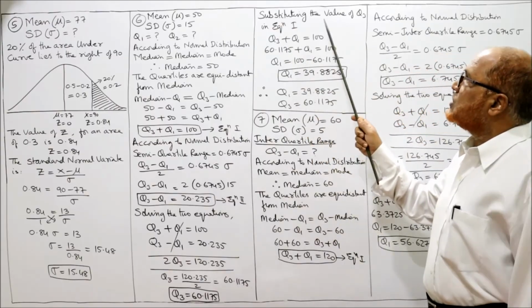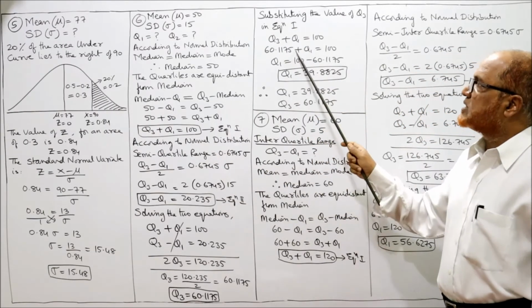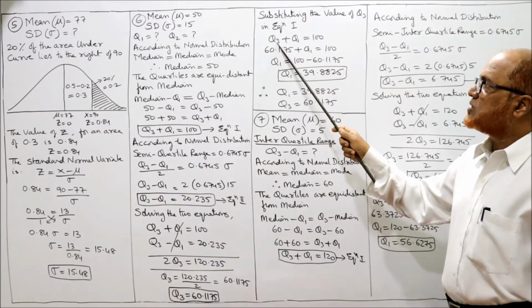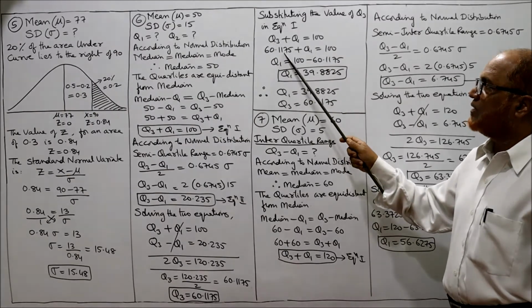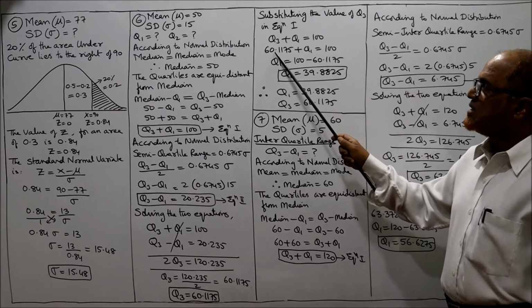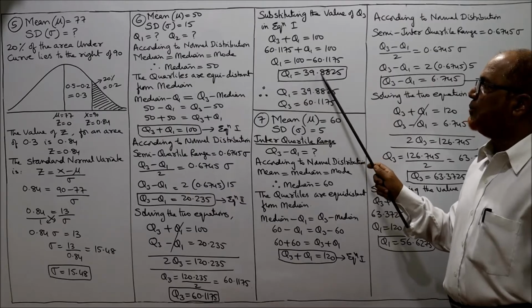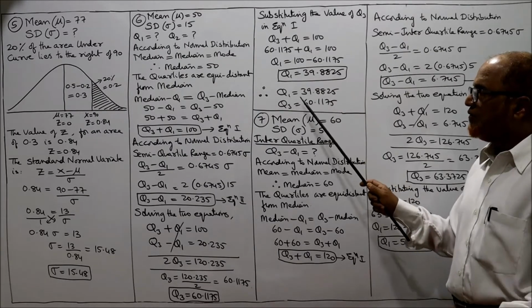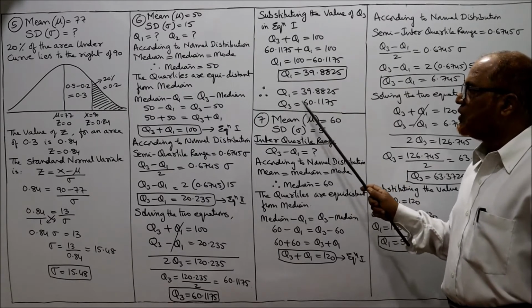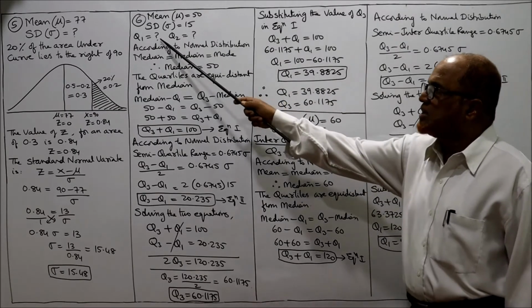Now substituting the value of Q3 in equation 1. In equation 1, Q3 plus Q1 is equal to 100. So in place of Q3, I am writing 60.1175 plus Q1 is equal to 100. Now take this 60.1175 to RHS, so it will become minus. So 100 minus 60.1175, 39.8825. So finally Q1 and Q3 we got: 39.8825 and 60.1175. That's what it is asking you to calculate.